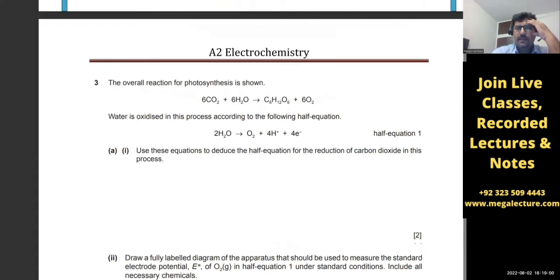He's saying that there's an overall reaction of photosynthesis, which is this one. That's your overall reaction. And remember, a redox reaction is made up of two half equations. One of them is oxidation, I think this one is the oxidation equation. And then there is a reduction equation as well. The reduction equation and the oxidation equation both get added up, and then you get the overall equation.